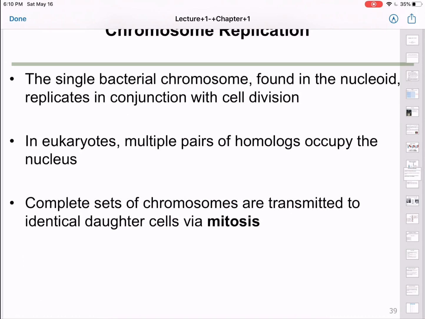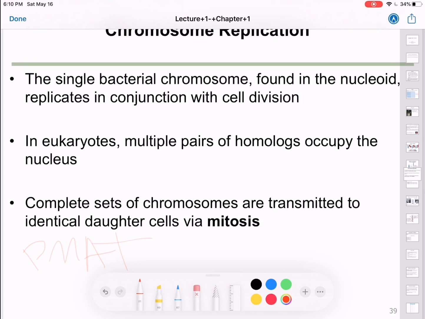And so chromosomes are transmitted to identical daughter cells through mitosis, and you might have come across the acronym PMAT, in which P stands for prophase, M is metaphase, A is for anaphase, and T is for telophase. And there'll also be another video that describes in depth what mitosis actually is.